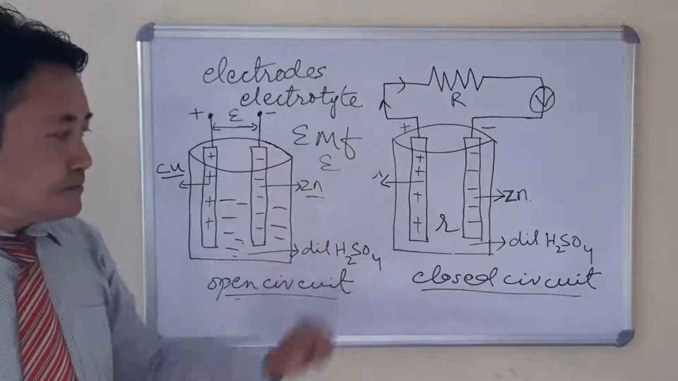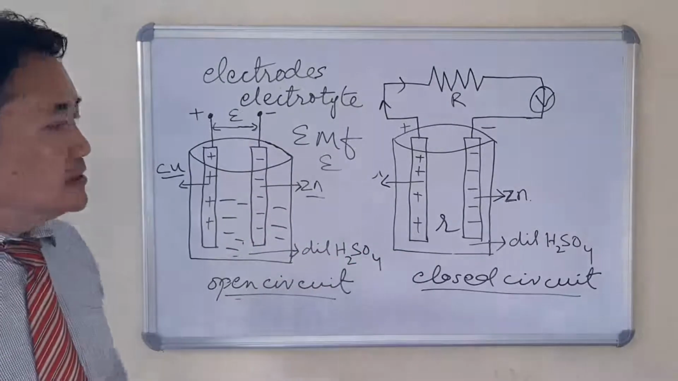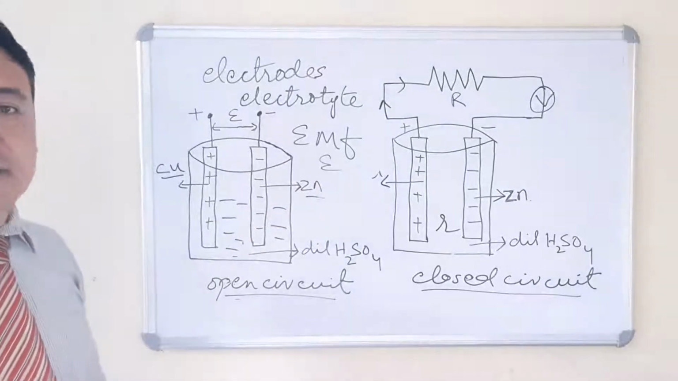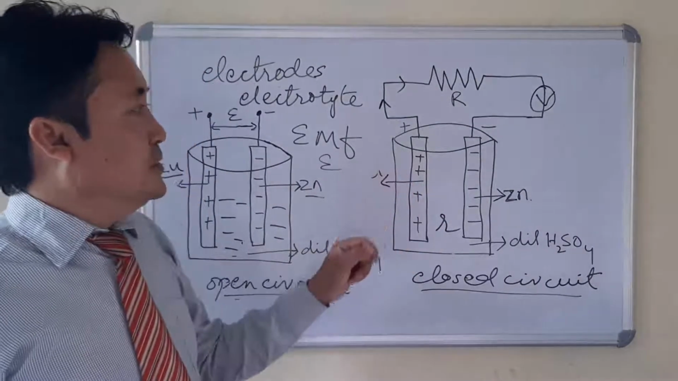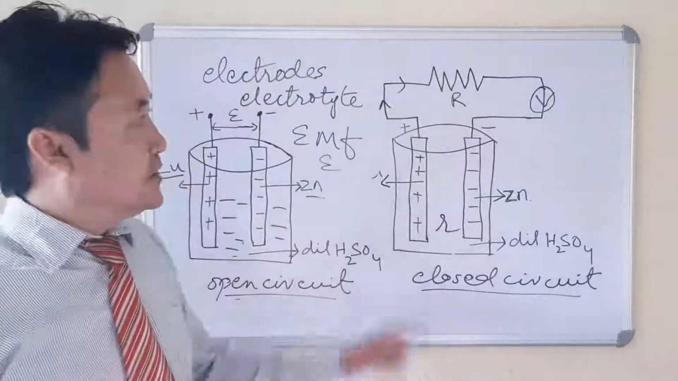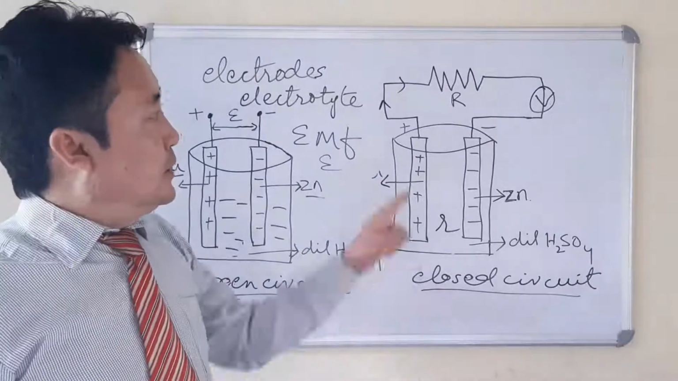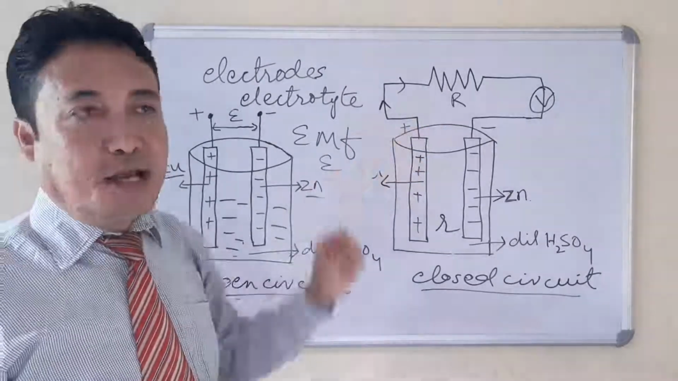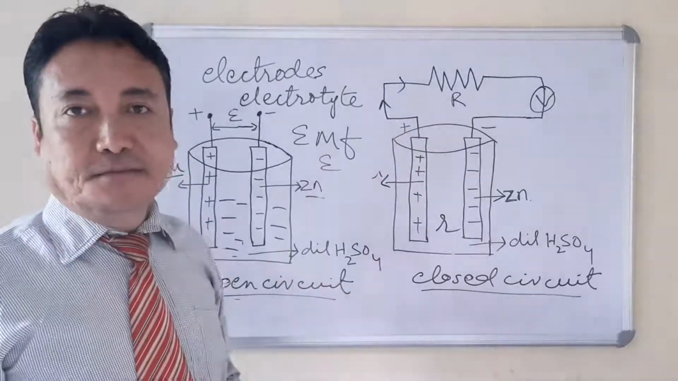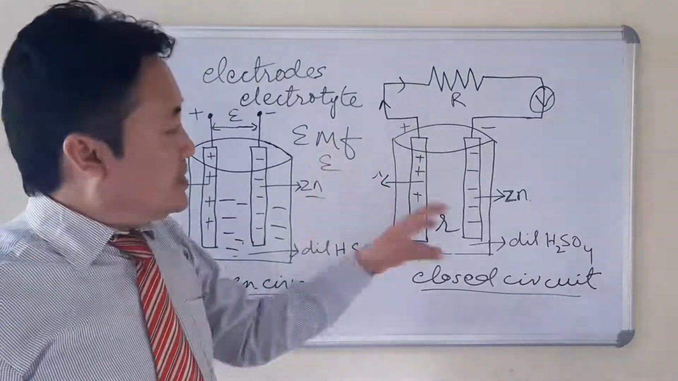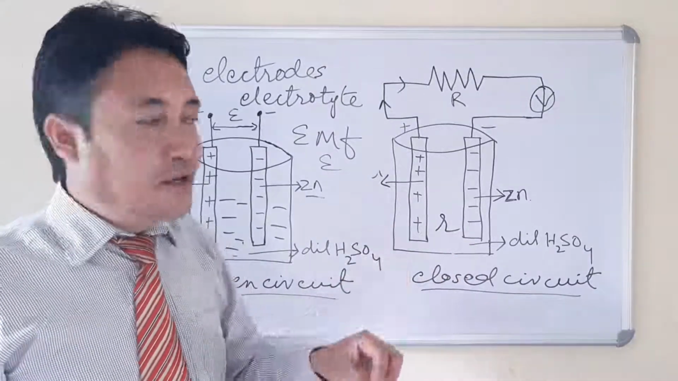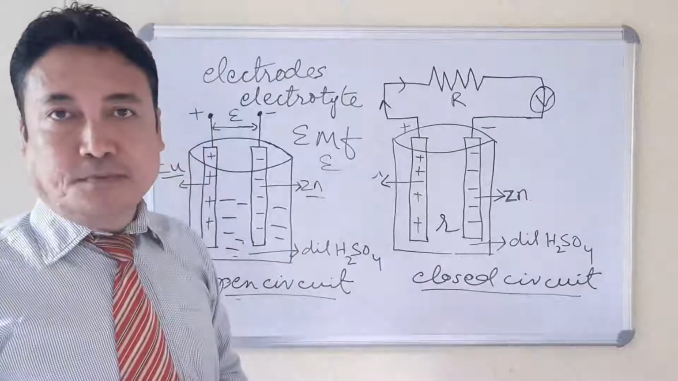Now let us come to the next point, the closed circuit. In an open circuit, EMF is developed, the maximum potential difference. Now the two terminals of the cell are connected with the external circuit. You can see this external circuit. When it is connected, the current will flow from positive to negative, and the potential difference between the two electrodes is maintained.